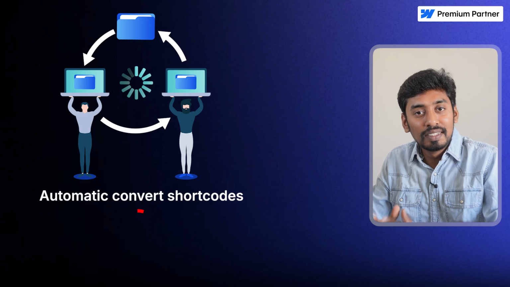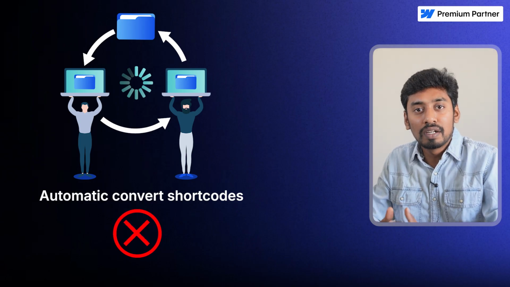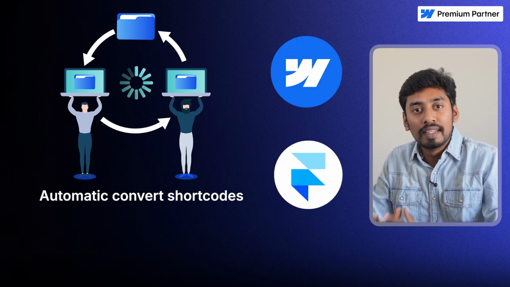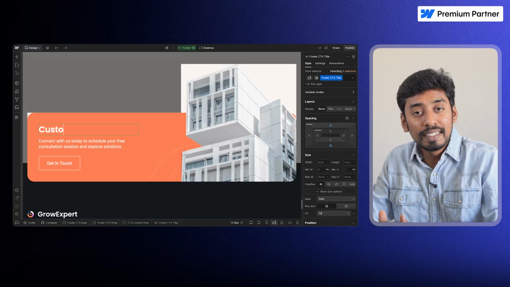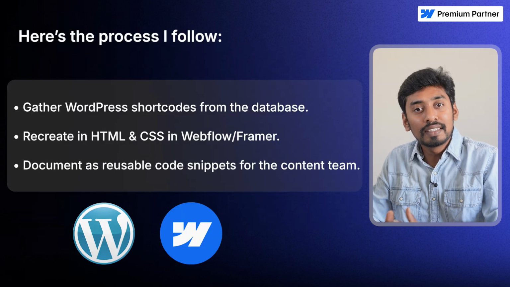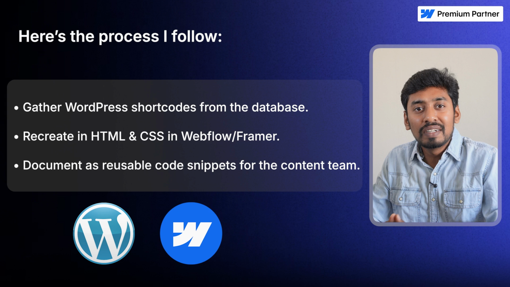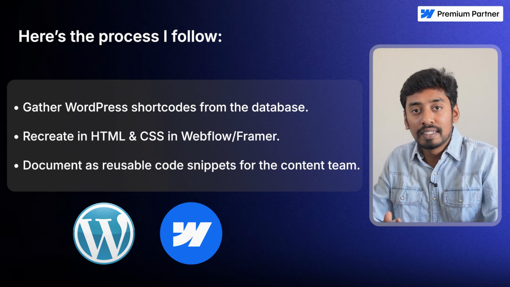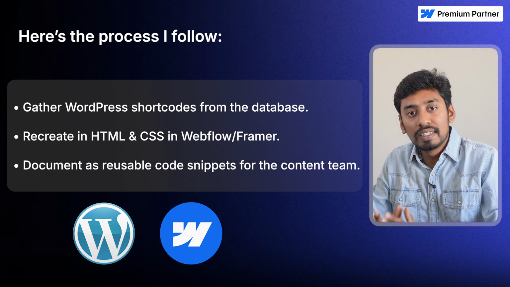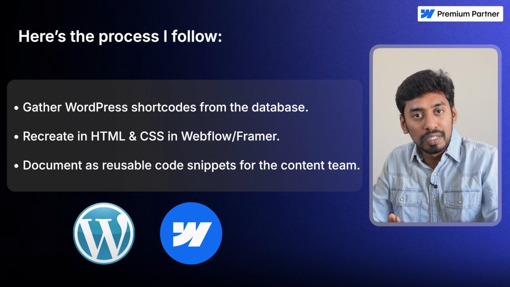So what's the fix? Let's talk about a temporary solution first. Since there is no automatic way to convert shortcodes in Webflow or Framer, the best workaround I have found is to replace them manually using custom HTML and CSS embeds. Here is the process I follow. Collect all shortcodes from the WordPress content database, manually recreate them in HTML and CSS inside Webflow or Framer, and document these as reusable code snippets for the content team.